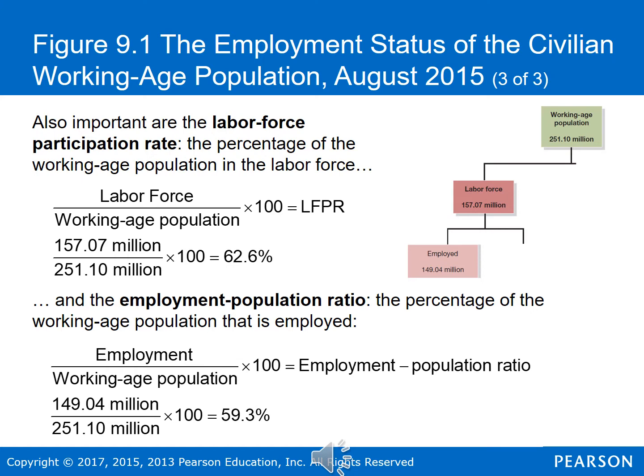Another important factor is the employment to population ratio. So it's the percentage of the working age population that is employed. So we divide employment by the working age population and multiply that by 100. So employment in August 2015 was 149.04 million, and the entire working age population was 251.10 million. So when we divide 149 million by 251 million, we get 59.3%. So 59.3% of the entire working age population was employed and working during the month of August 2015.